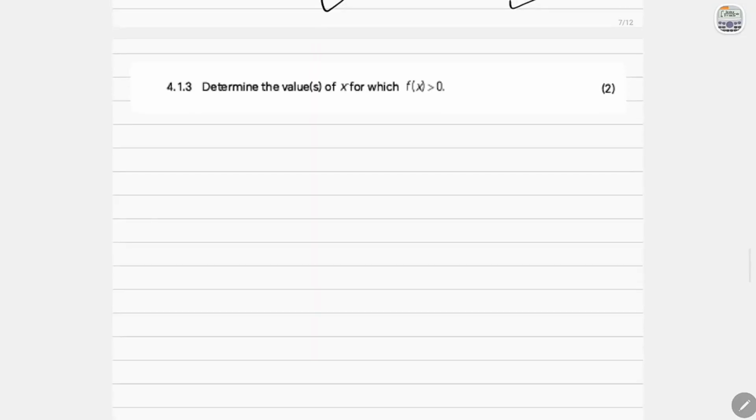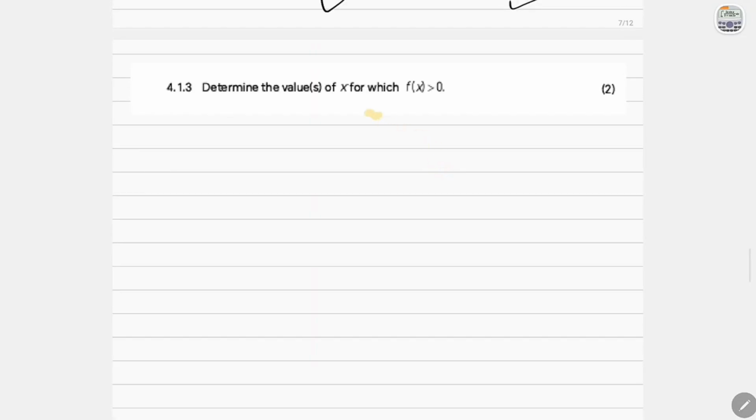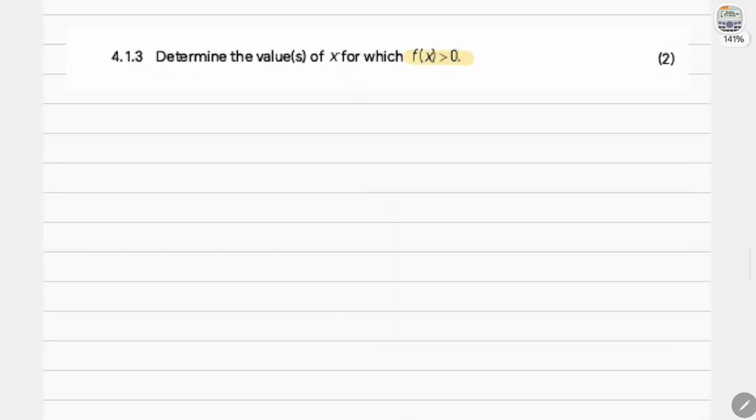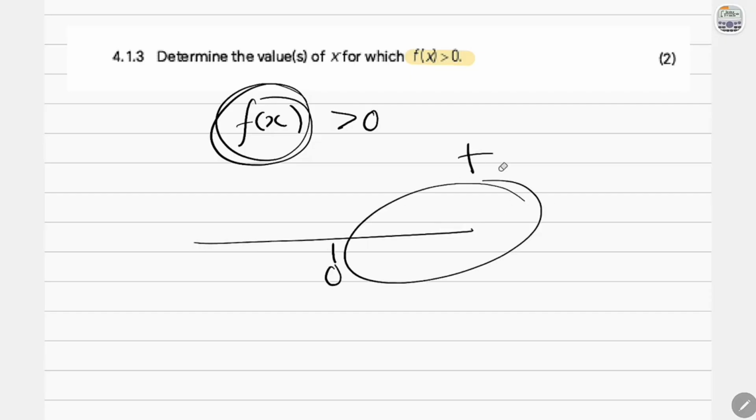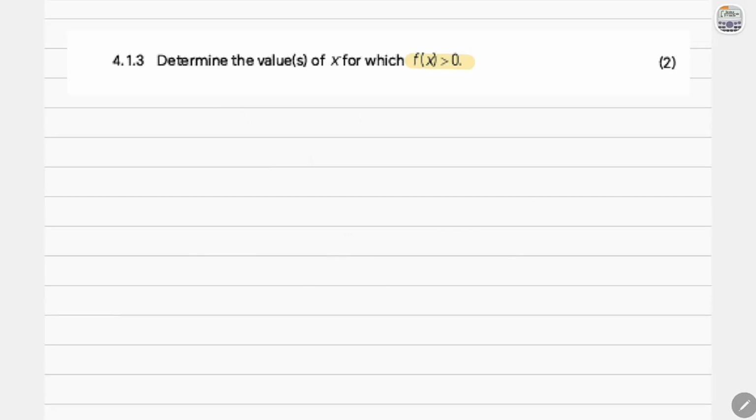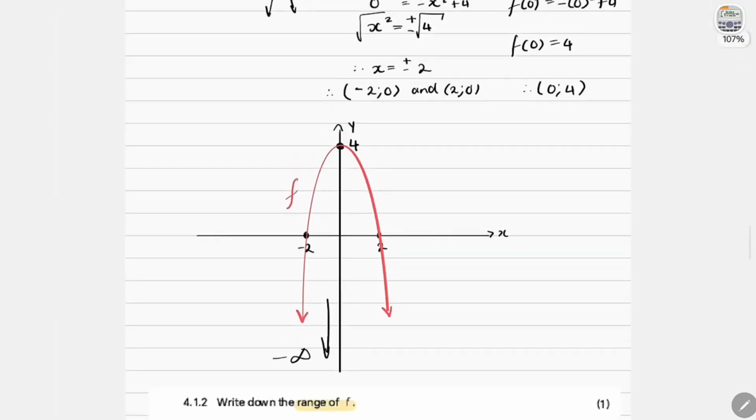The next question, 4.1.3, says, determine the value or values of x for which f of x is greater than 0. F of x stands for y, okay, the y values of the graph of f. So they're asking, tell us the values of x where you see that the y values of f are greater than 0. Numbers that are greater than 0 are positive numbers. So we're going to look for where we have positive y values on our graph.